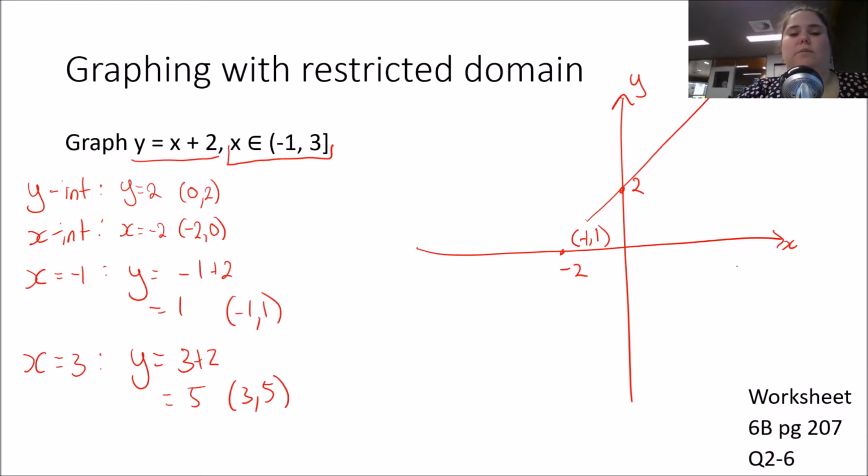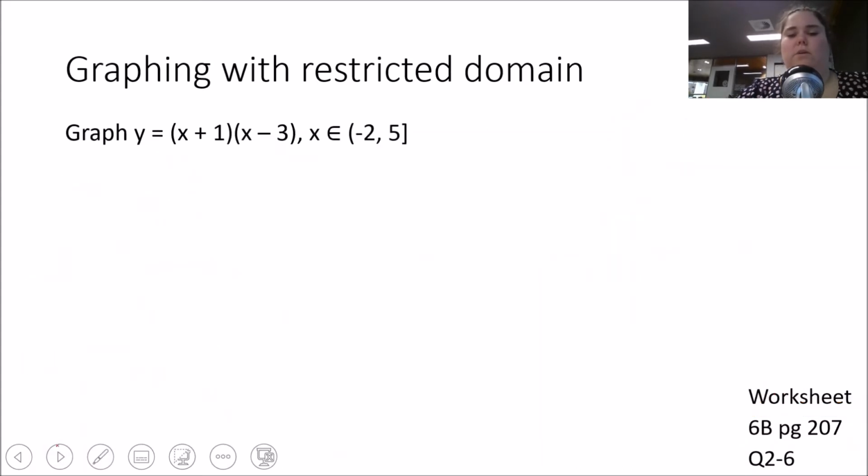Last thing I need to do is make sure, well, when I've got a curve at an open bracket, that is an open dot. Square bracket, closed dot. And that's how we graph with domain. So there was a worksheet, but I haven't uploaded it, and we're in chapter 6B, questions 2 to 6, but I have a quadratic example of the restricted domain as well.